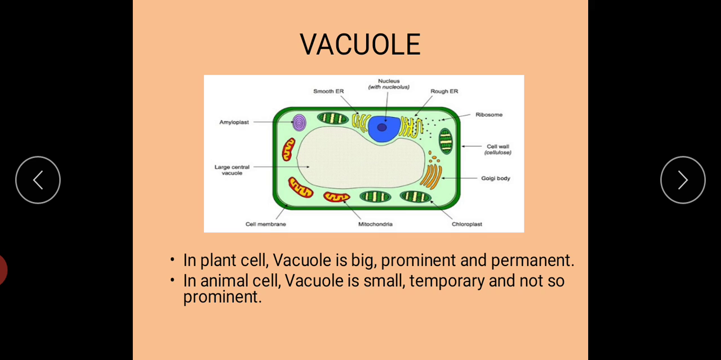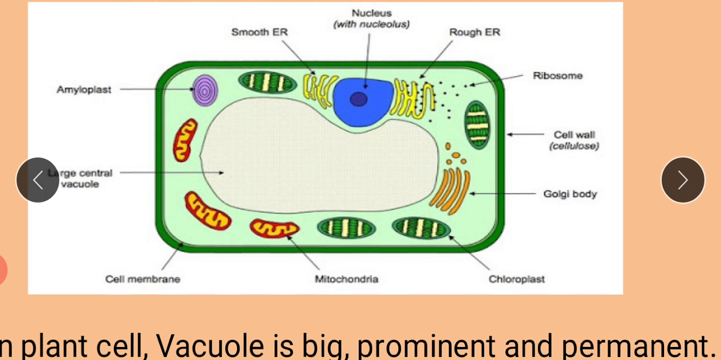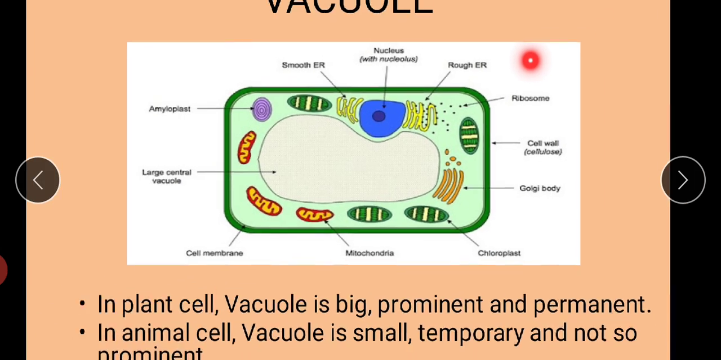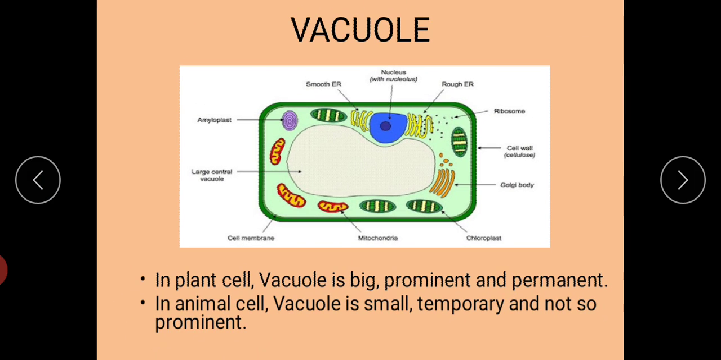Then comes the next organelle, that is the vacuole. In plant cells, the vacuole is big, prominent and permanent. In animal cells, the vacuole is small, temporary and not so prominent. In the plant cell, you can see in the diagram most of the space in the cell is occupied by this vacuole. A large vacuole is there, right? So this centrally located large vacuole is there in the plant cell, whereas in animal cells the vacuoles are temporary, for some time only, and they are small.